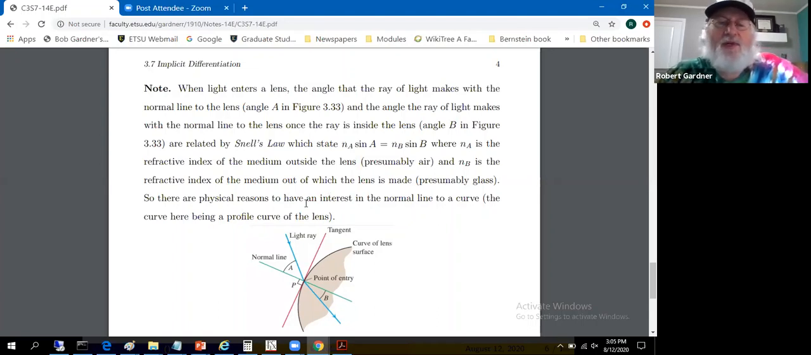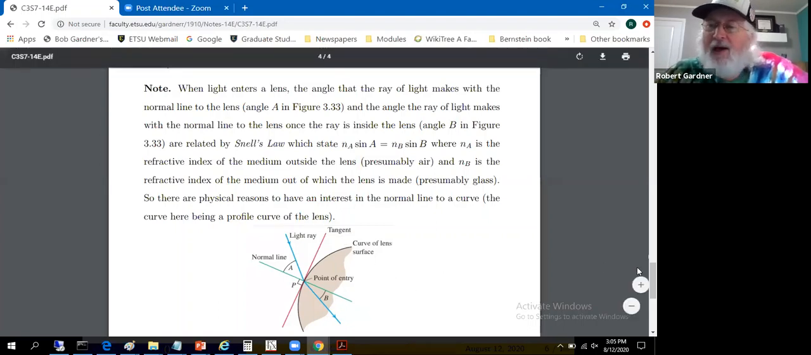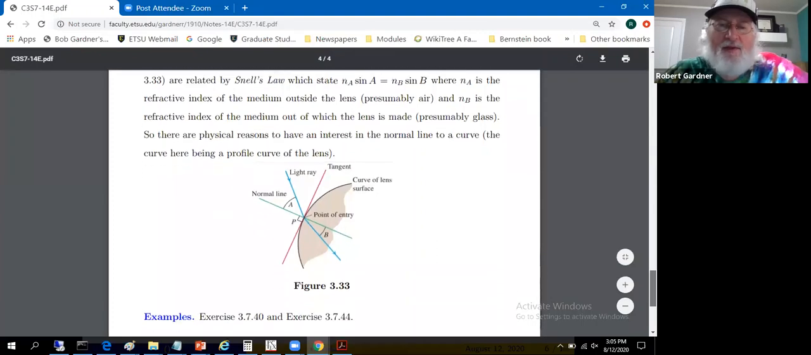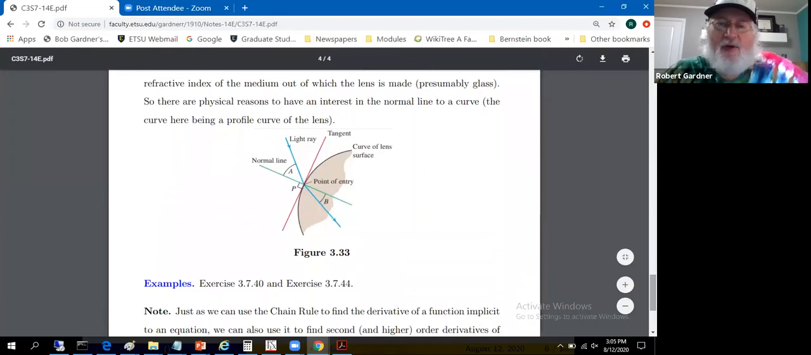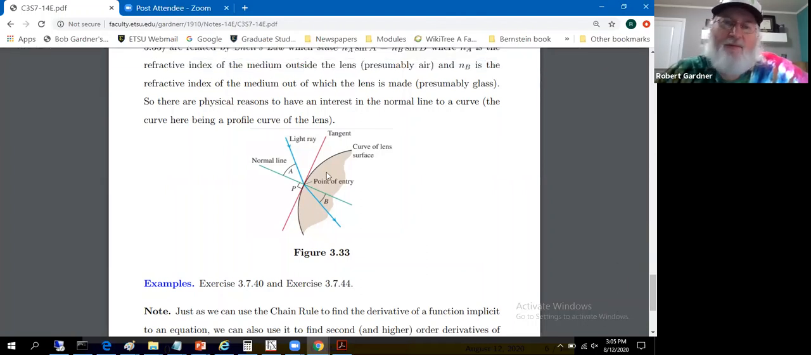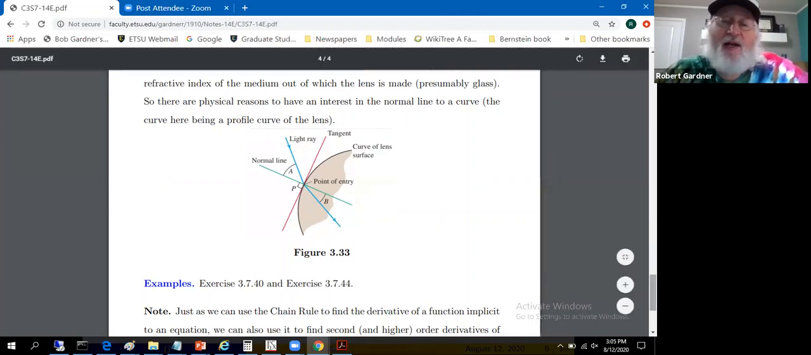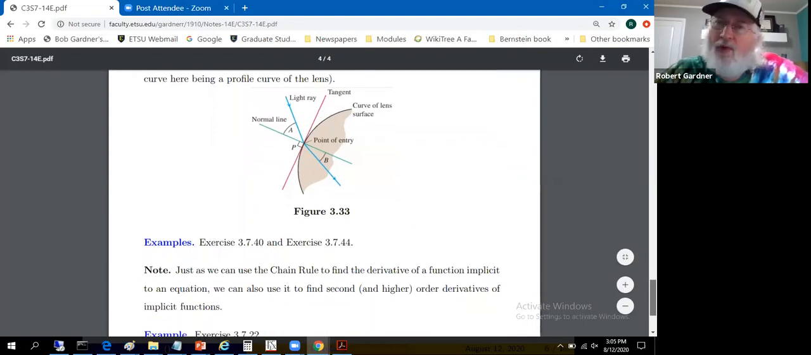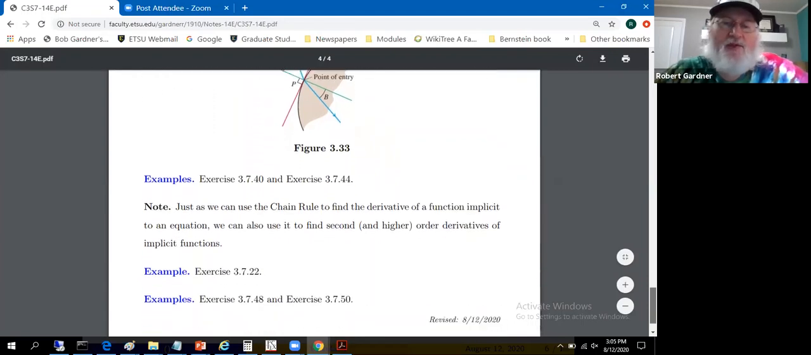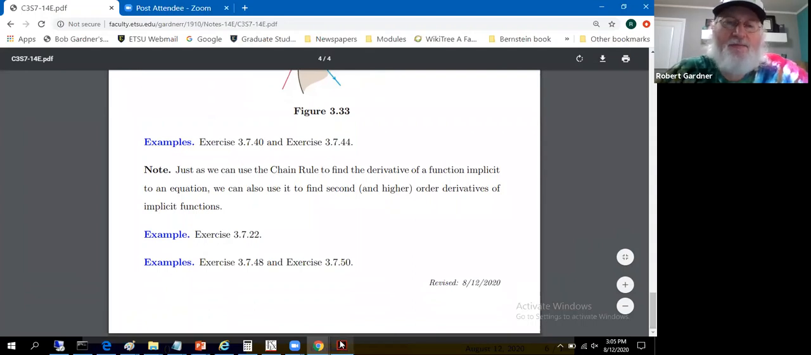So anyhow, there's physical reasons to have an interest in the normal line to a curve. In this case, the curve being the profile of the lens. So you get this kind of bending. Hanging out, you stick your fishing pole in the pond, it appears bent, and that reflects this bending to give you something more tangible. But anyway, that's what the book uses to justify this idea of normals to a curve. Let's illustrate it with a couple of examples.